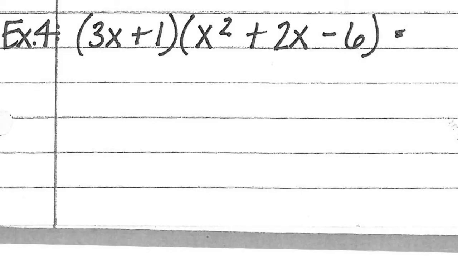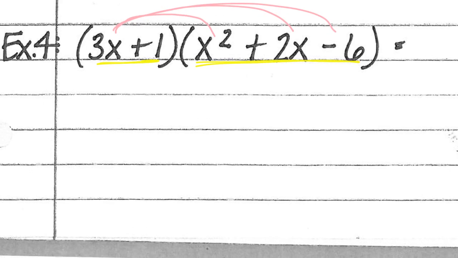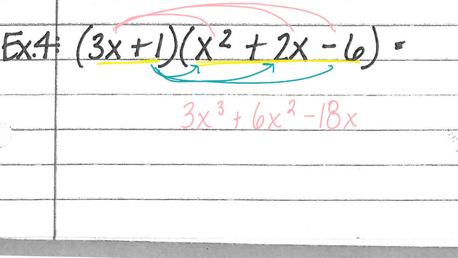The last thing that I really need to go over is when I have a binomial, two terms, times a trinomial, three terms. Notice we're going to take this 3x and multiply it through all three terms. So we're going to do that one first: 3x cubed plus 6x squared minus 18x. And now we're going to take this 1 and multiply it through all three terms: x squared plus 2x minus 6.